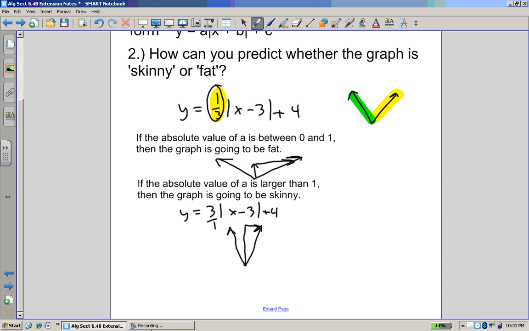Now, of course, this could be a negative 3, and it will do the exact opposite. It's going to go down much quicker. So we do talk about the absolute value being larger than 1.